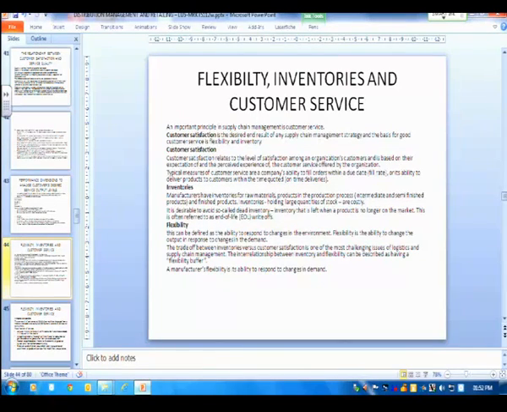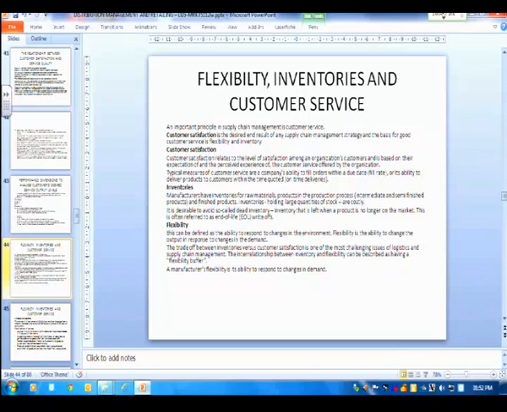Inventories. Manufacturers have inventories for raw materials, products in the production process, intermediate and semi-finished products, and finished products. Inventories holding large quantities of stock are costly. It is desired to avoid so-called dead inventory. Inventory that is left when a product is no longer on the market. This is often referred to as end-of-life write-offs.